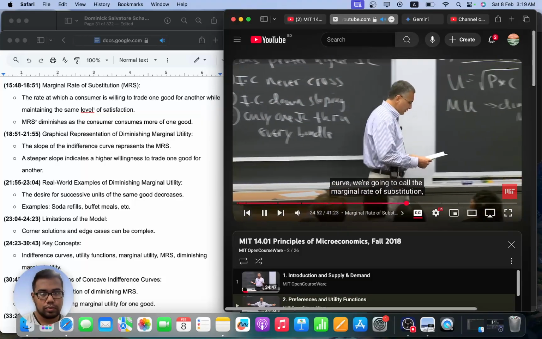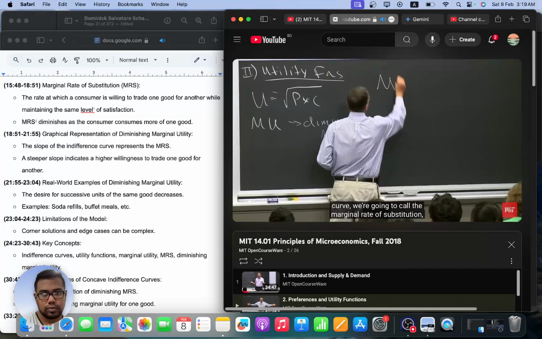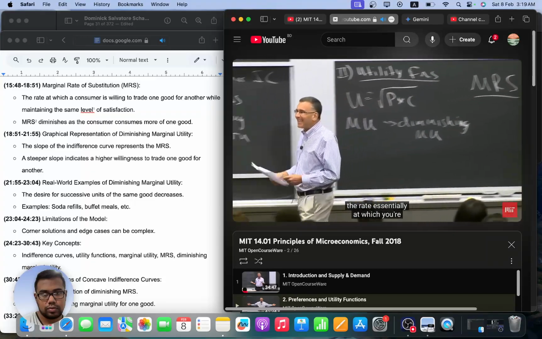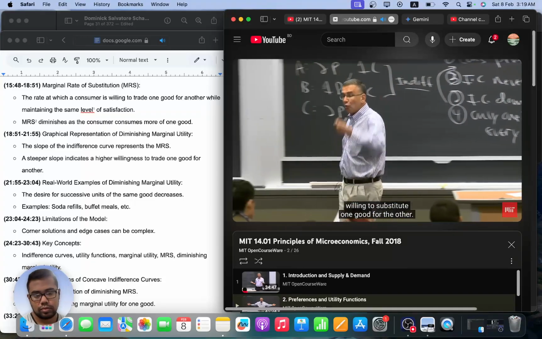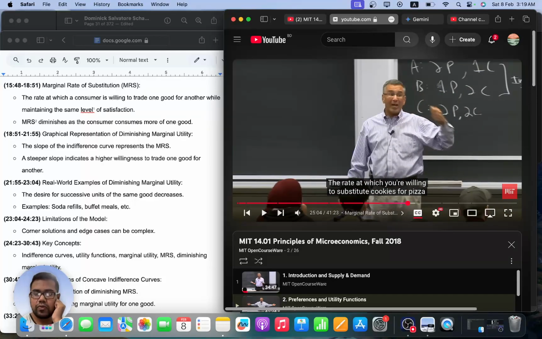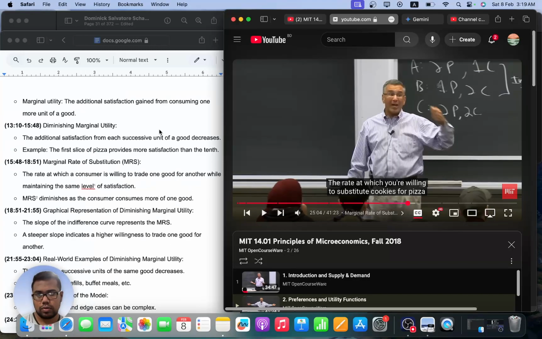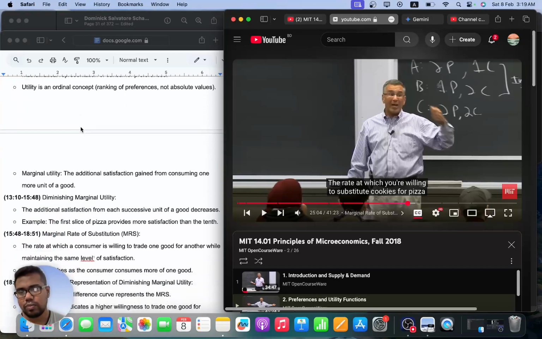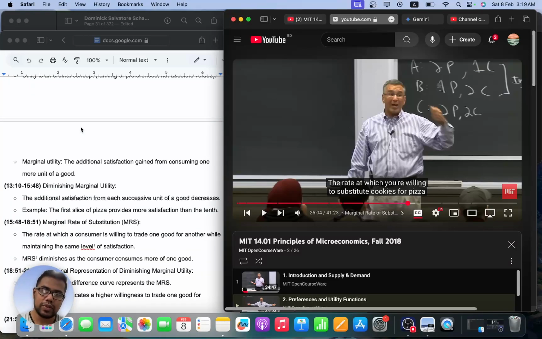The slope of the indifference curve we're going to call the marginal rate of substitution. It's the rate at which you're willing to substitute one good for the other. How do we get that slope? We get that from taking a derivative. The marginal rate of substitution is going to be just the derivative. Marginal utility is going to be the derivative of the utility function, right? That might be confusing.